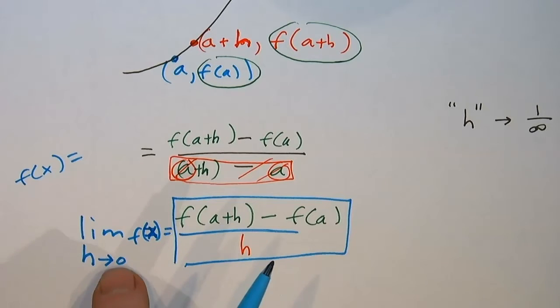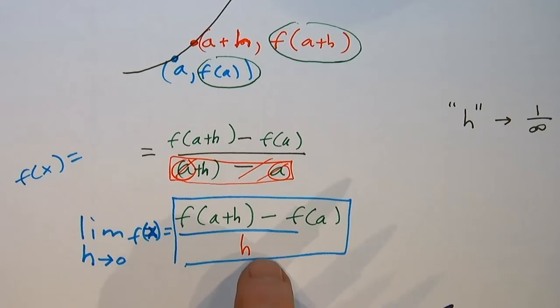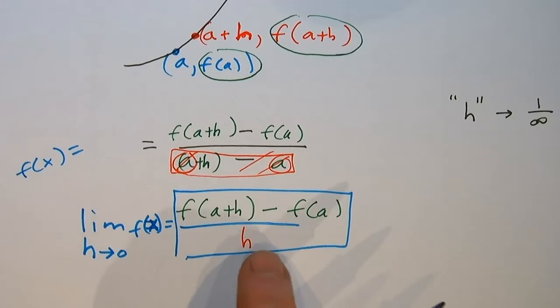Now remember, you can't let h be 0 because you can't divide by 0. But you can let it be 0.0000001, which you really don't want to do. You do not need a calculator to figure this out. Let's actually try this.